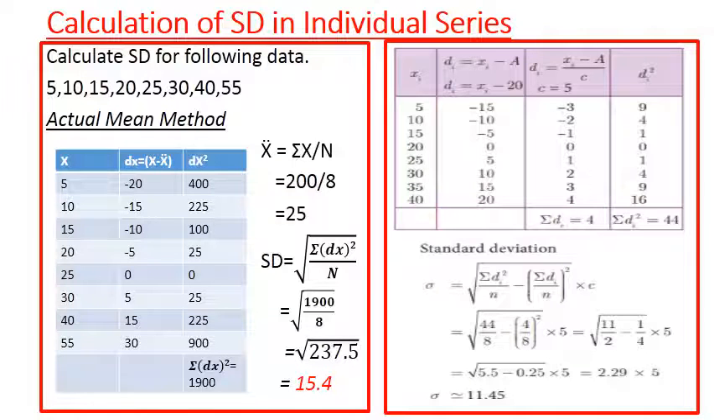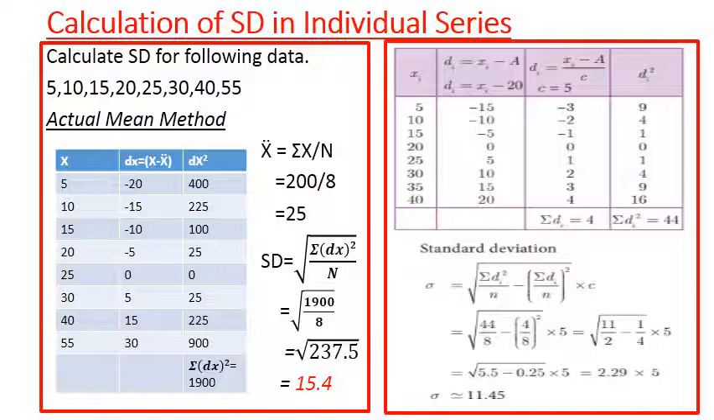Then it is 20 into 20, 400, 15 into 15, 225, 10 into 10, 100, 5 into 5, 25, and same 5 into 5, 25, 15 into 15. After squaring the deviations, you will find the sum of the squares of the deviations.